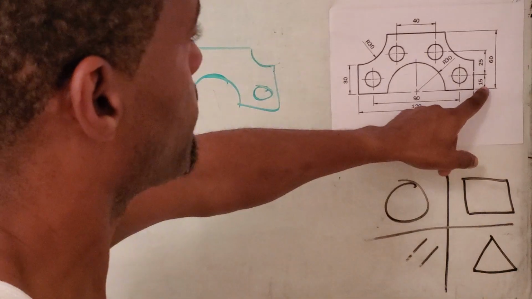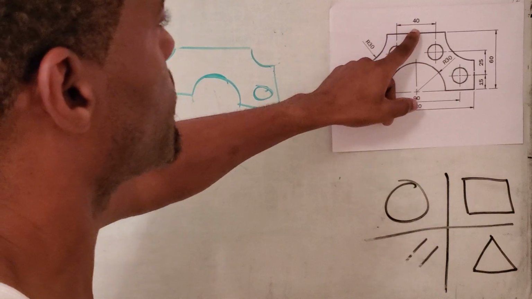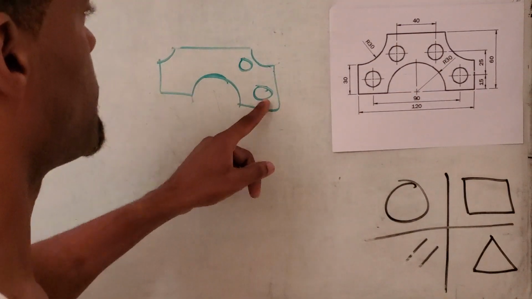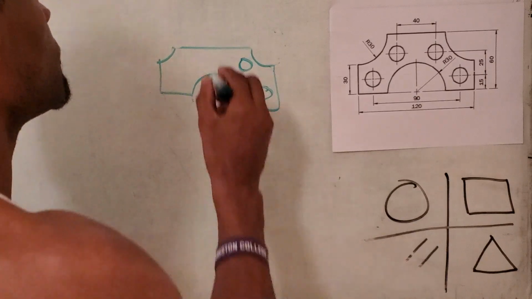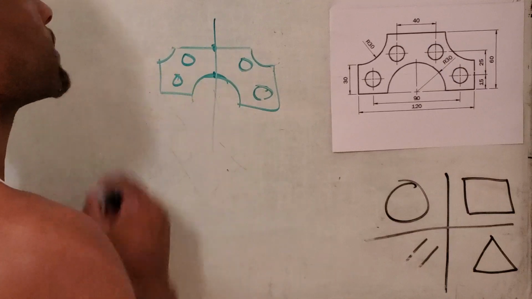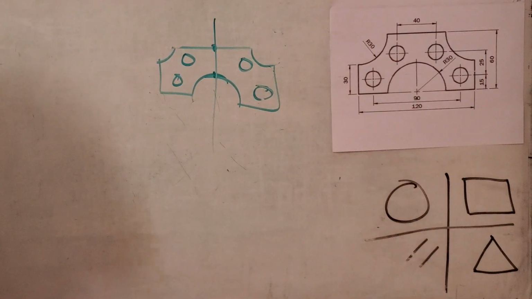Then line again 40 up and go across. Line again from here 20 down to get this center. Then mirror these two midway here to get them on this side. And that is basically how we would reproduce this figure in AutoCAD.